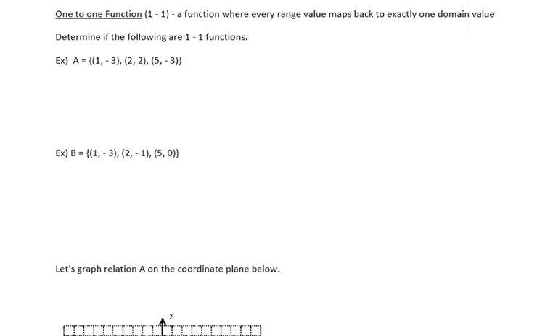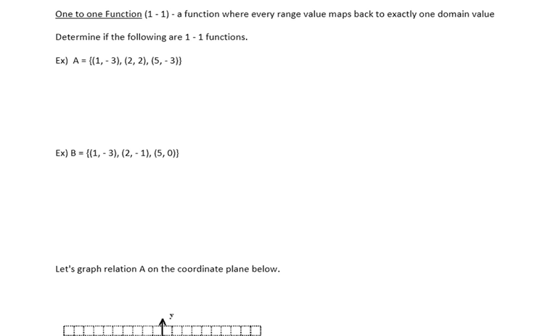In this video, we're going to talk about inverses. But before we talk about inverses, we want to talk about what is called a one-to-one function. A one-to-one function is a function where every range value maps back to exactly one domain value. Because it is a type of function, that also means that every single domain value must map to exactly one value in the range. So I want to be able to determine if the following are one-to-one functions.